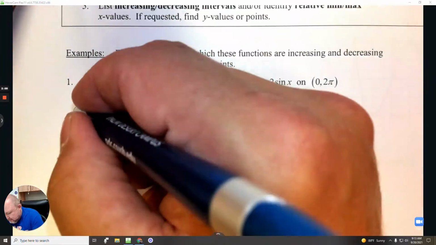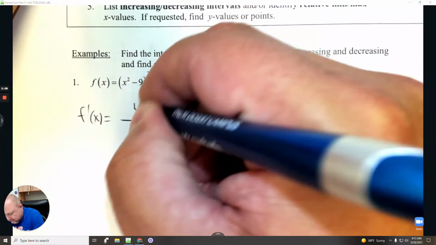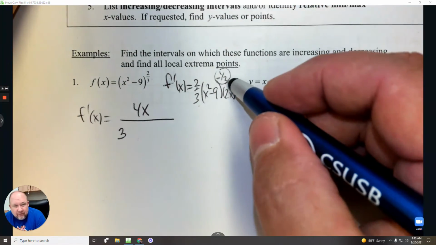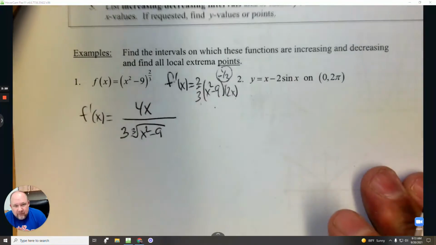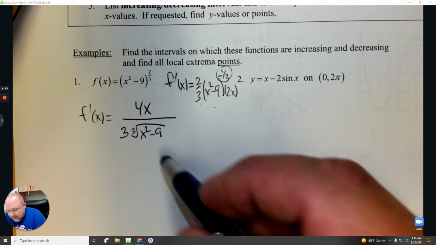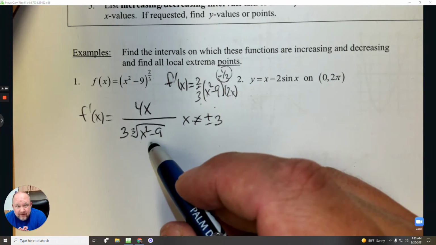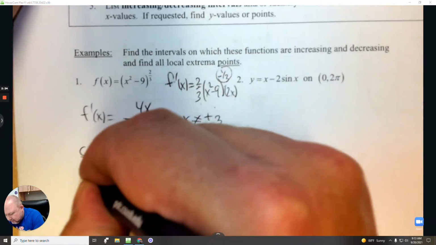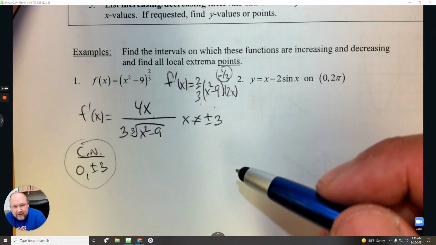If I put this together to make it a little bit easier to work with, I notice the numerator would have 2 times 2x, and the denominator would have 3. And then the negative exponent means it goes in the denominator. So that's the cube root of x squared take away 9 that goes in the denominator. Right away, I recognize that x cannot equal positive or negative 3 because that would make the denominator 0. I also realize 0 is a critical number because 0 makes the derivative equal to 0. So these are my critical numbers that I get from the first derivative.